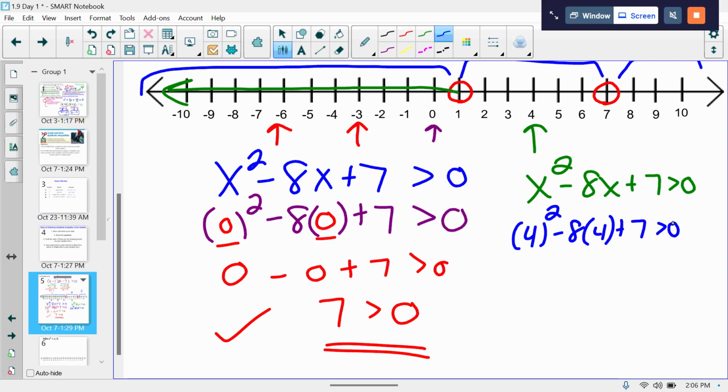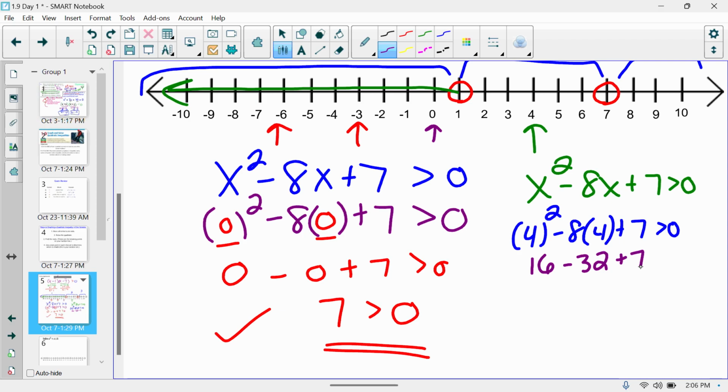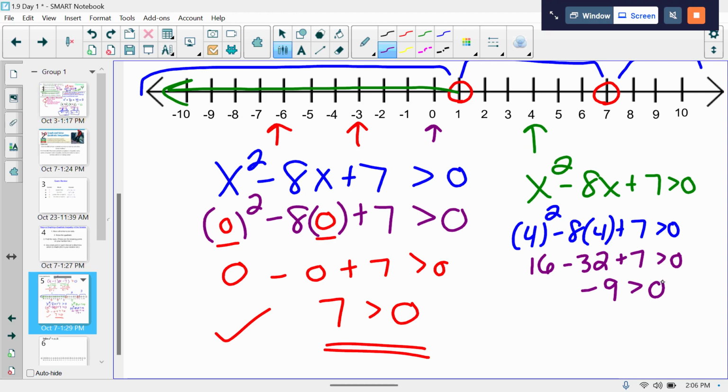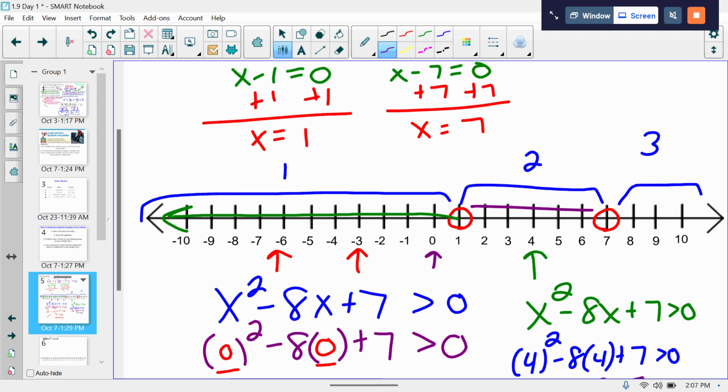And we just do the math, okay? You can really go plug it all in your calculator if you want. I'm going to show PEMDAS. I'm going to do the exponents and the multiplication. 16 minus 32 is negative 16 plus 7 is negative 9. Is negative 9 greater than 0? No. So that means all the points in here, we don't want to shade that region because they're not part of the solution set, okay?